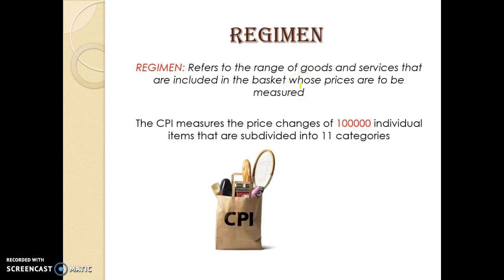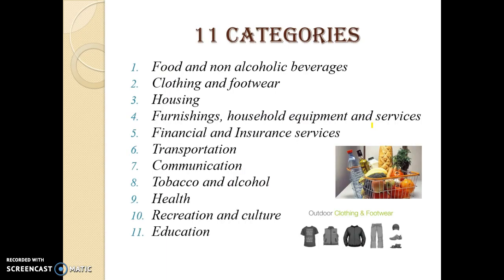So basically, the ABS measures the price changes of 100,000 different individual goods and services. So there are 100,000 different goods and services included within this CPI, and the ABS goes around every 3 months and asks the retail outlets, has your price of chips gone up? Have your price of deodorant, shampoo, all of these different products, 100,000 different products, and then they divide them into 11 different categories. So the 11 different categories are food and non-alcoholic beverages, clothing and footwear, housing, furnishings, transportation, communication, tobacco and alcohol, health, recreation and culture, and education.